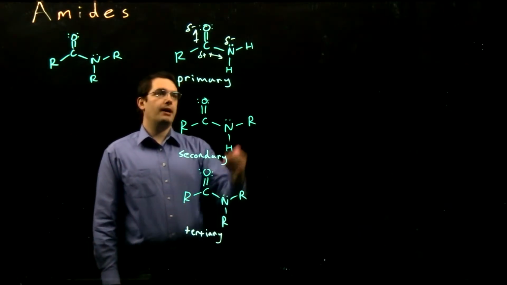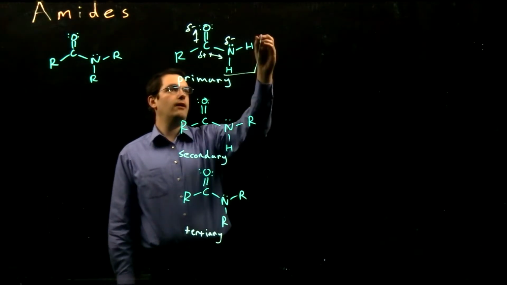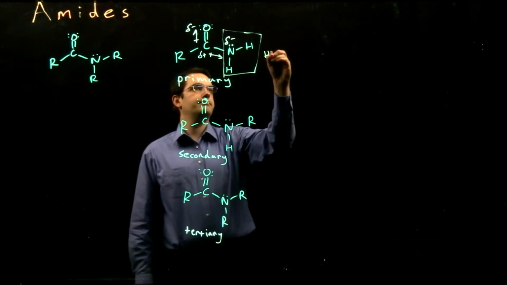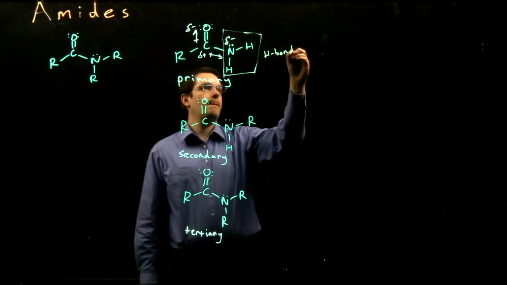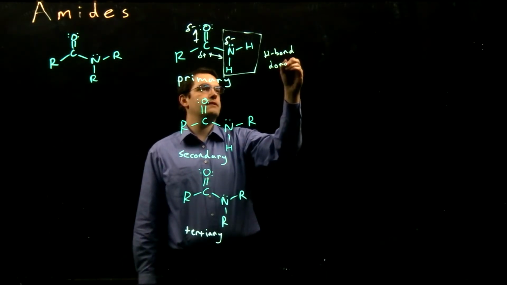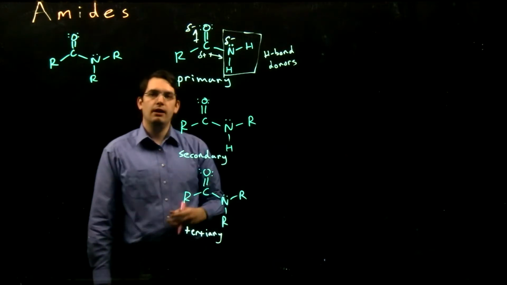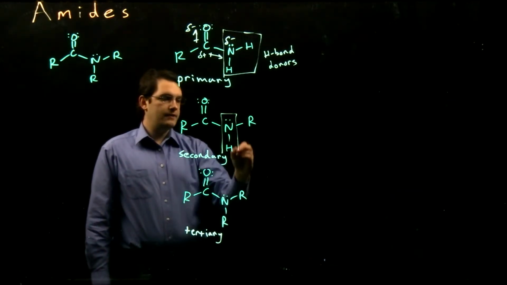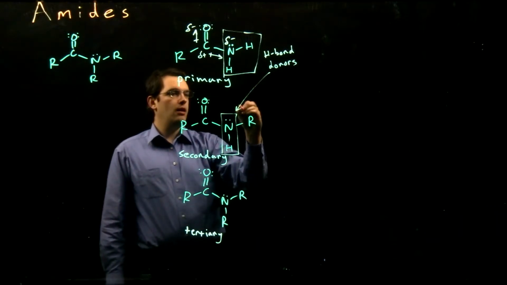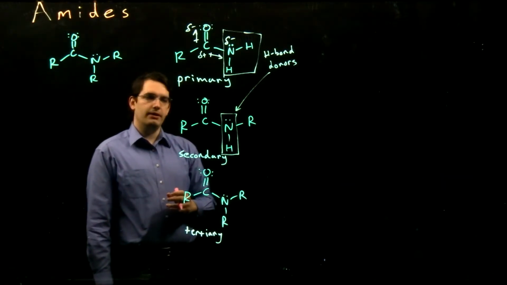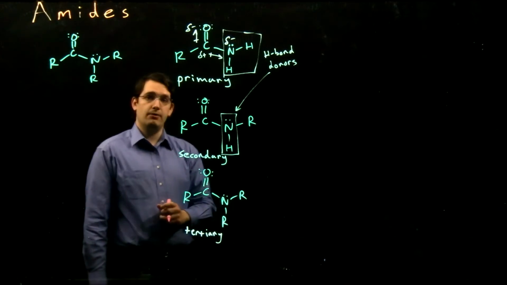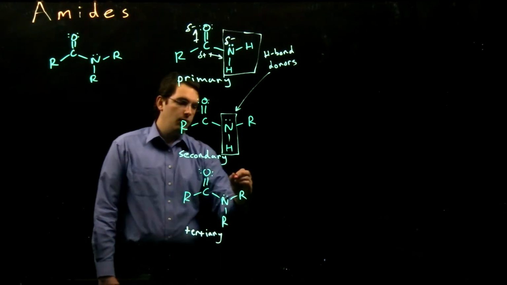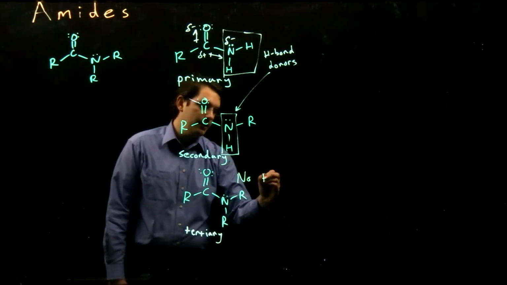So for our primary amide, notice we have our two different possibilities here for hydrogen bond donors. We have two hydrogens bonded onto our nitrogen that can act as hydrogen bond donors. With our secondary amide, we have one hydrogen bond donor with that single hydrogen bonded to our nitrogen. With our tertiary amide, we have no hydrogen bond donors.